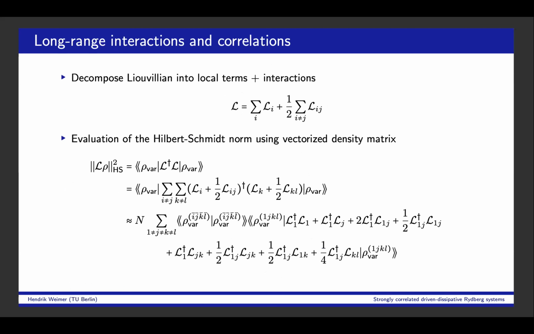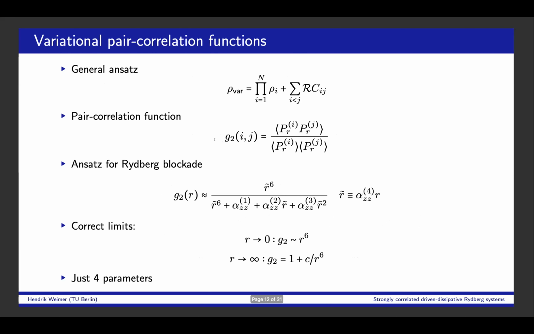Now what we also want to include here is to describe something like a Rydberg blockade on a lattice. So we also have to include long-range interactions and long-range correlations. So we have to decompose this Liouvillian, which is the generator of the dynamics. It's many terms, and you do this as a vectorized density matrix, and you get lots of terms, so you have to figure out a way to group them all together and calculate them. It's a bit of work, but it can be done.